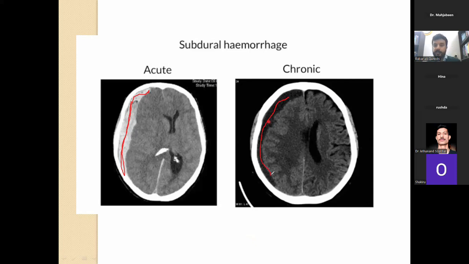We can have the acute on chronic bleed, in which we can see the differentiation of both the chronic, the darker one, as well as the acute bleed. So that is the major difference between the chronic and the acute bleed on the CT scan. As the days go on, the subdural will turn darker.